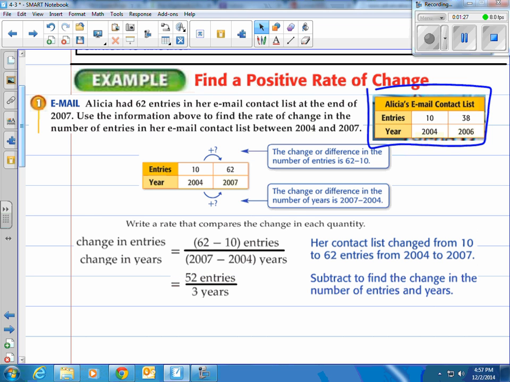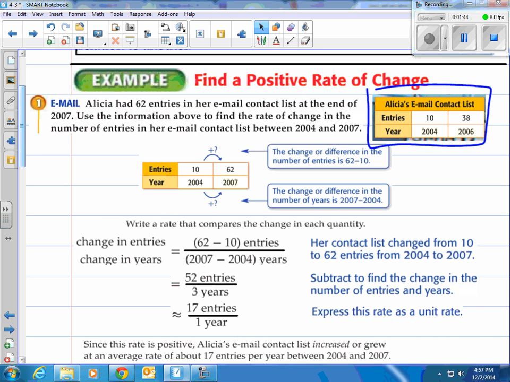So here we are. We have 52 entries over 3 years. Of course, it says subtract to find the change in the number of entries and years, and we did that. When we get that, we have 17 entries over 1 year, which is 17 entries per year. It says that's the unit rate, and you have 1 on the bottom. So since this rate is positive, meaning it doesn't have a negative change, it's a positive change, she has more, Alicia's email contact list increased or grew at an average rate of about 17 entries per year between 2004 and 2007.